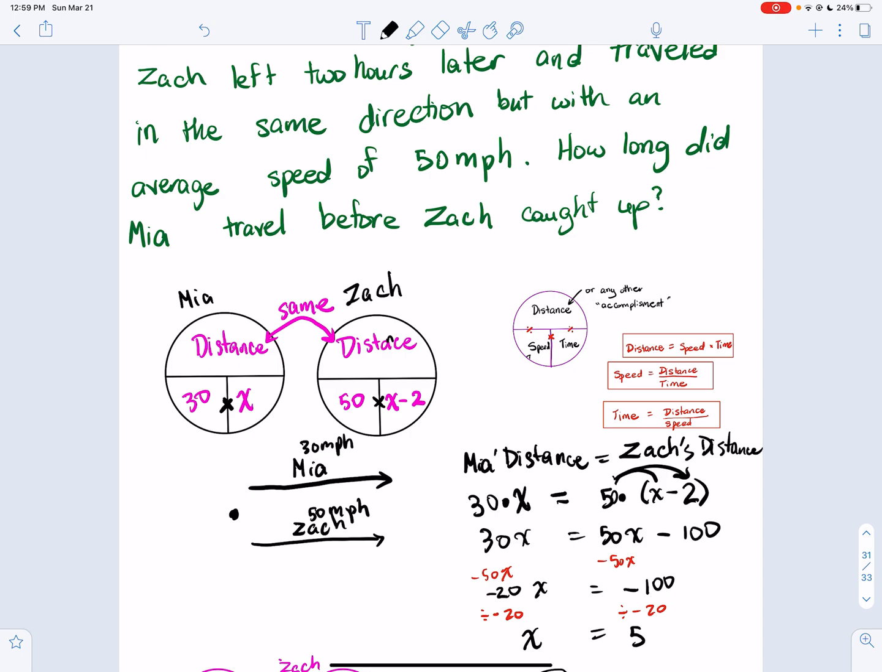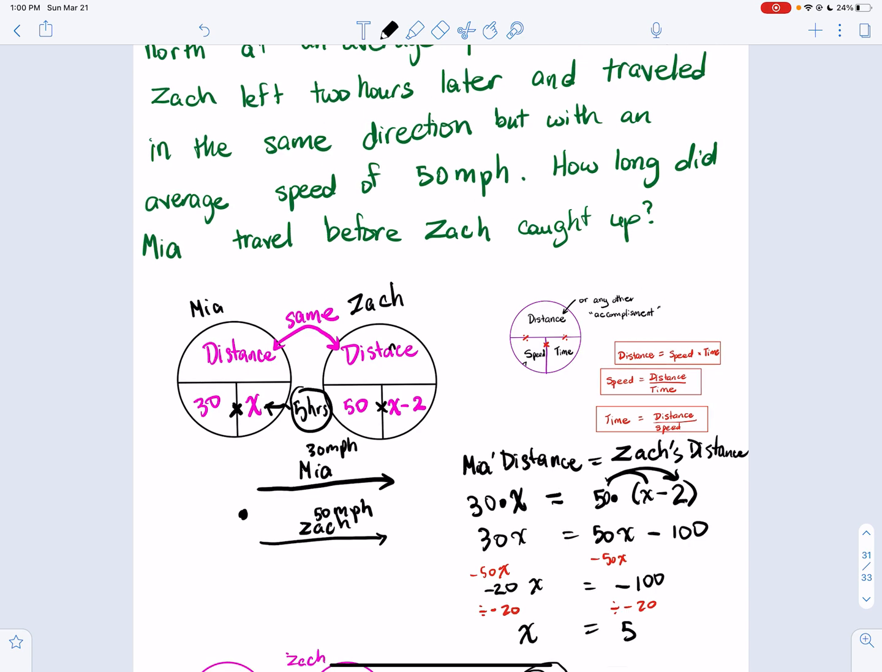5. So now we want to go back to the question and make sure that we're actually answering what the question is asking us. It says, how long did Mia travel before Zach caught up? So we want to know Mia's time, and our x is 5, which is already what we want to know. If it asked for Zach's time, we would have had to subtract 2. That is not 50, let's fix that. That is 5. So we know that Mia traveled 5 hours, because that is x in her circle.